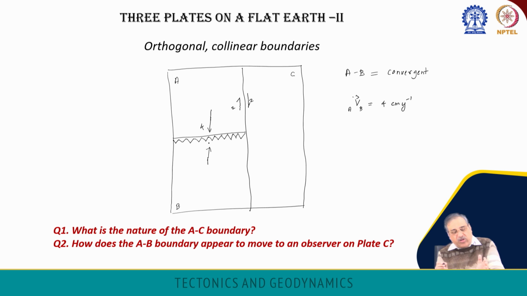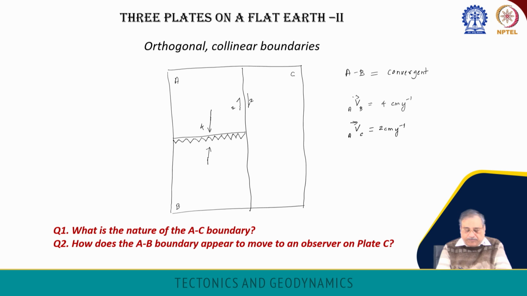So we now have a 3-plate system in which the boundary between A and B is a subduction zone. A subducts below B. B is the overriding plate. A is the subducting plate. Now the boundary between A and C is given as a dextral transform fault. So the relative velocity vector between A and C is parallel to the boundary between A and C. That is why it's a transform boundary. And let us say that the relative velocity between C and A is equal to 2 centimeters per year.